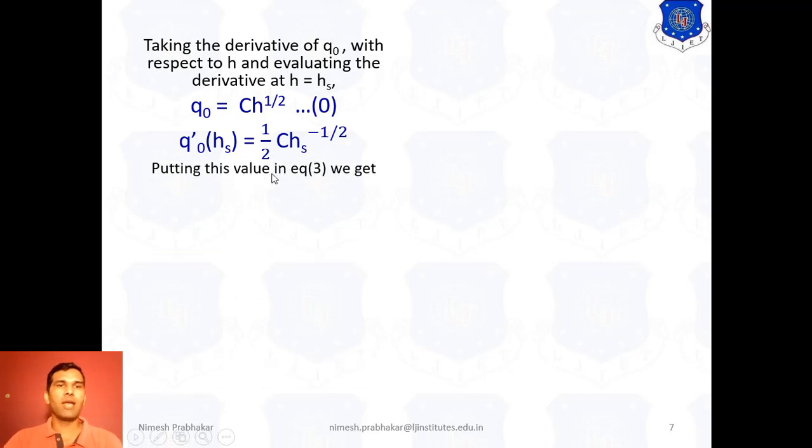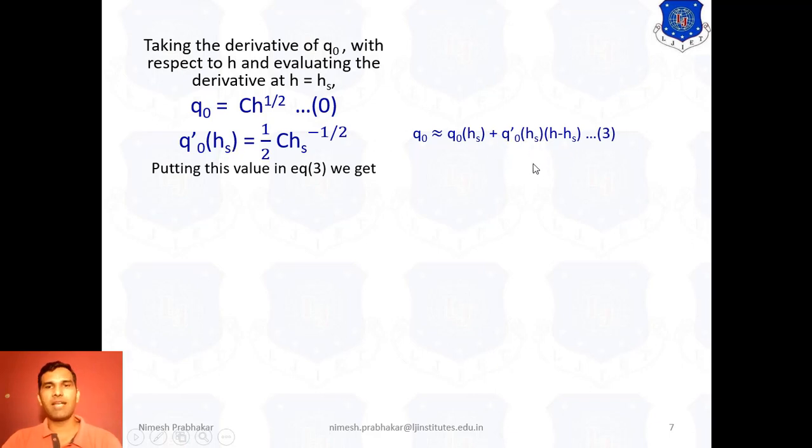So we can take the derivative: Q0'(hs) is equal to 1/2 C hs raised to minus 1/2. Simply, the derivative of C H raised to 1/2 is 1/2 C H raised to 1 minus 1/2, and 1 minus 1/2 is equal to minus 1/2. Now, we put this Q0' value in equation number 3.